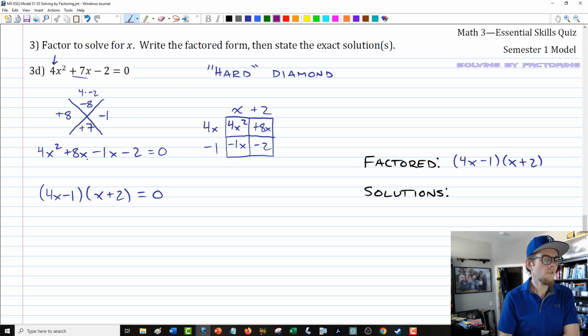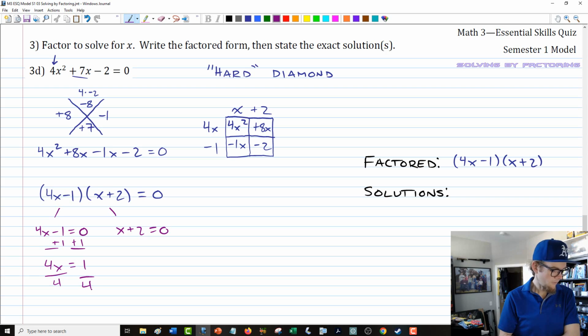For the solutions, we do have to do a little bit more work. Again, we'll apply the zero product property. That means 4x minus 1 is going to equal 0, and x plus 2 is going to equal 0. I'm going to go ahead and do some of the work on this side. So if we add 1 to both sides, we'll get 4x equals 1. And then we'll divide both sides by 4. And we're going to end up with one of our solutions, whereas over here we'll subtract 2 from both sides, get x equals negative 2.